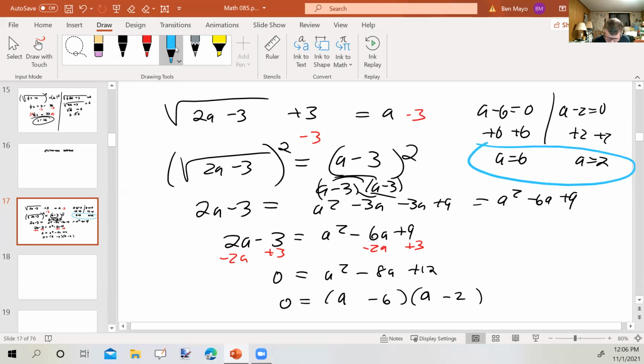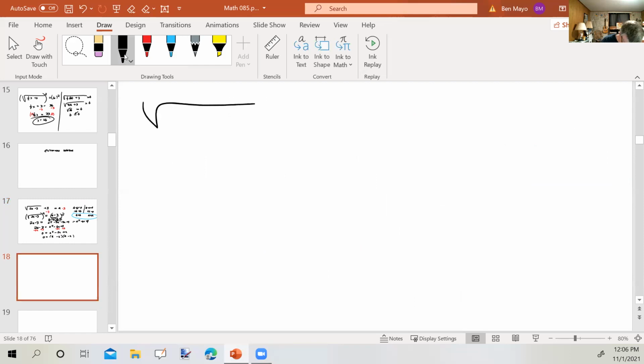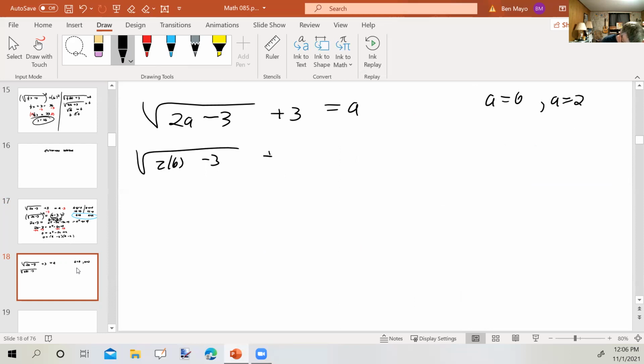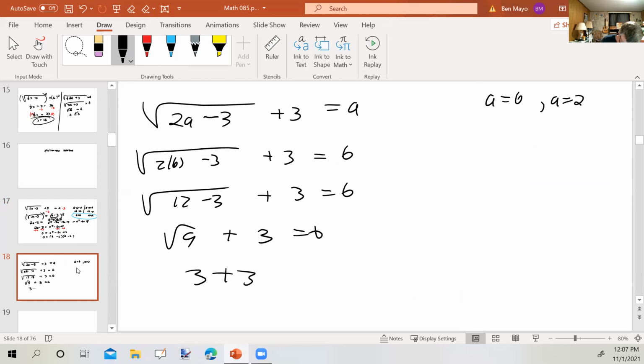Now, I've run out of room here, so I'm going to go to the next page and recopy the original equation. Square root of 2a minus 3 plus 3 equals a. And then I've got a is 6 and a is 2. Let's check those. If a is 6, 2 times 6 minus 3 plus 3 equals 6. Square root of 12 minus 3 plus 3 equals 6. Square root of 9 plus 3 equals 6. 3 plus 3 equals 6. 6 equals 6. So this one checks.